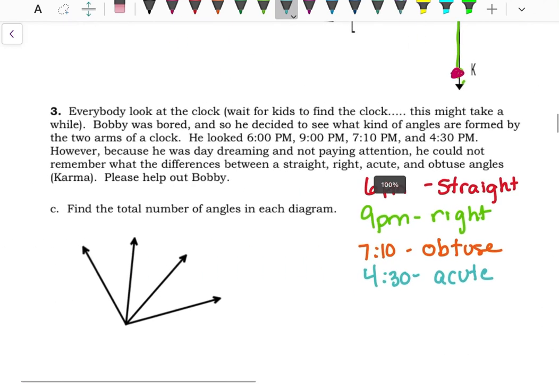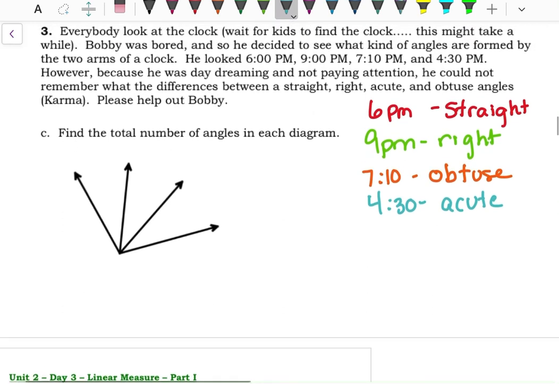Okay. And the last one I want you to try. You're going to try to find the total number of angles made in this diagram. I'll give you a hint, it's not 1, 2, and 3. So see how many angles you can find, and then that's it for day 2. We'll get back to you for day 3.